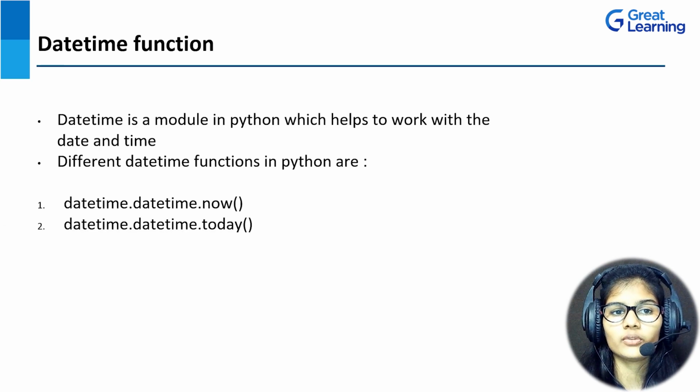So datetime, first of all, is a module name, which helps you to deal with the date and the time. With both the factors it allows you to deal. We had two important functions in the datetime module: the first one was now and the second one was today. In the datetime module you have one function which is named datetime only. So the module is datetime, and the function name is also datetime. Datetime is a module in Python which helps you to work with the date and time. The different datetime functions in Python are datetime.datetime.now, and next we have today.